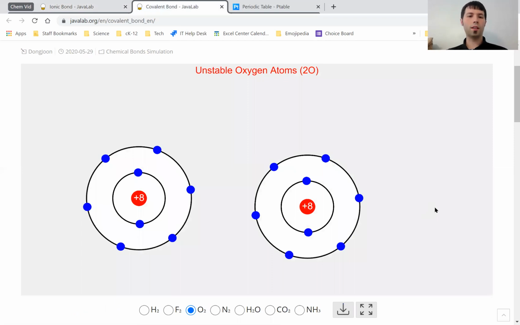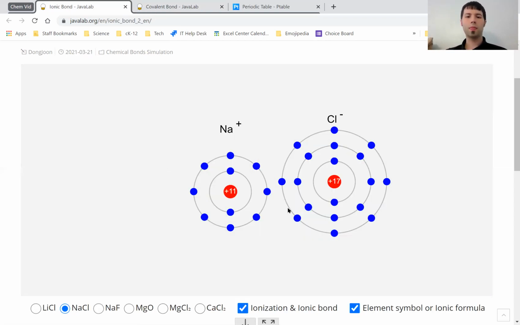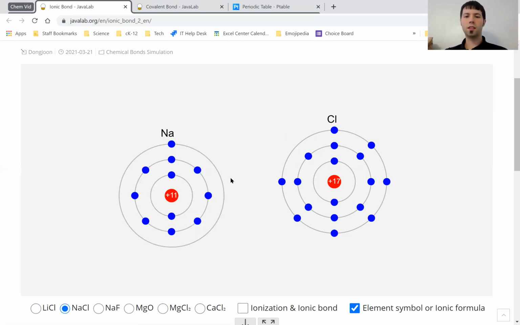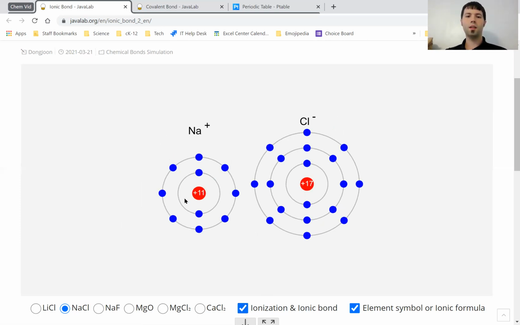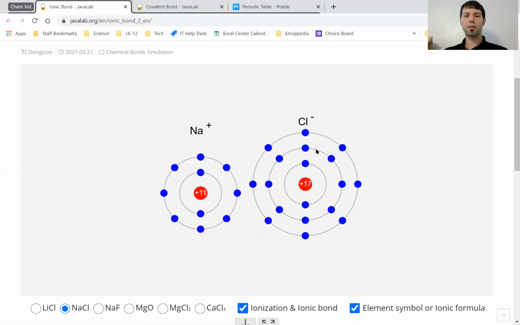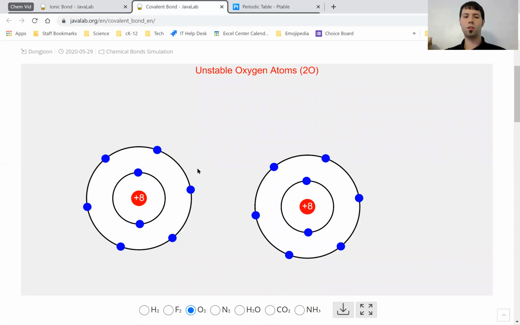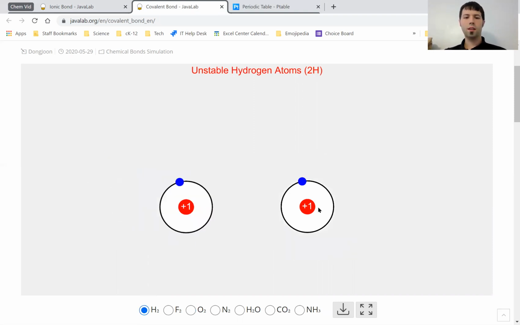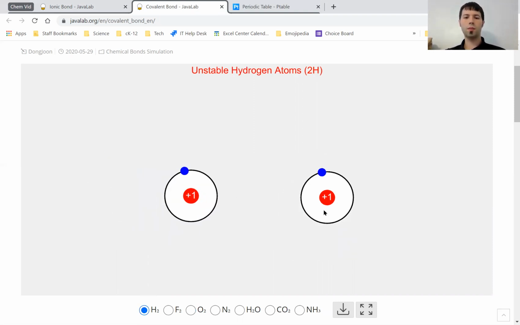A covalent bond. Remember, with ionic bonds, very simply, an ionic bond is when an electron is taken or given from one atom to another. So the sodium atom gives the electron, the chlorine atom takes the electron. A covalent bond is when electrons are shared between 2 atoms. So for example, let's just start very basic. Here are 2 hydrogen atoms.